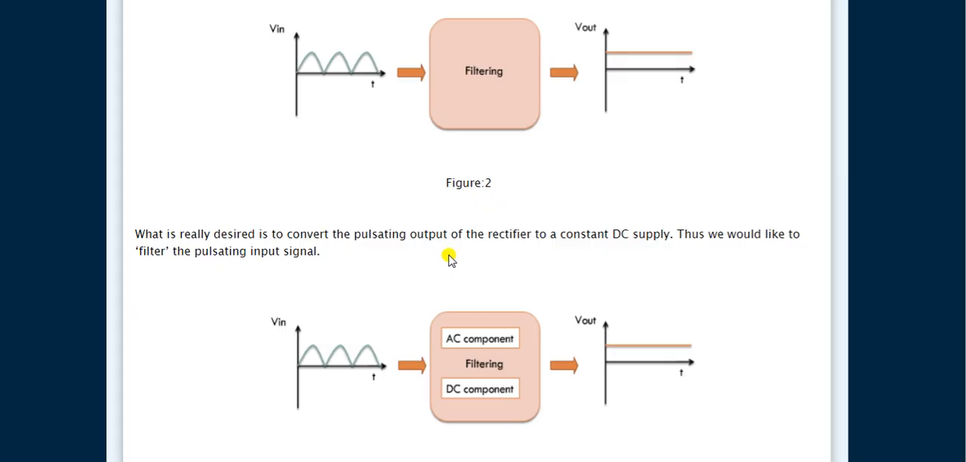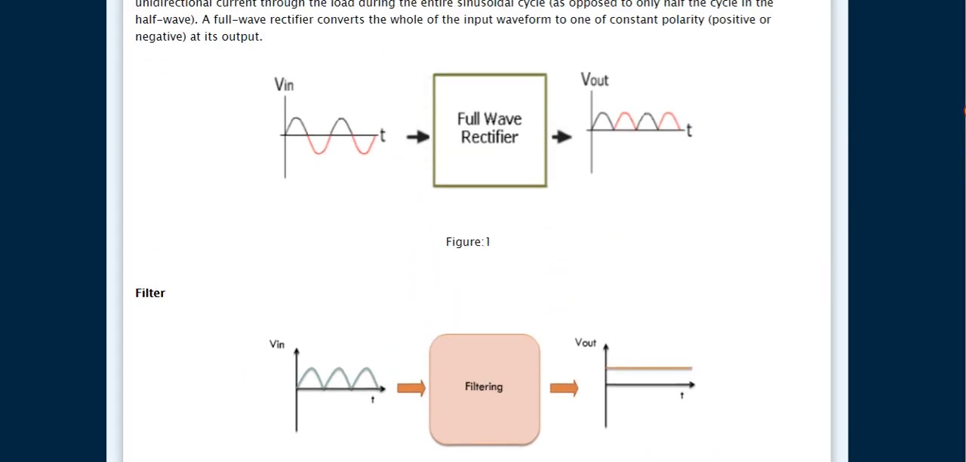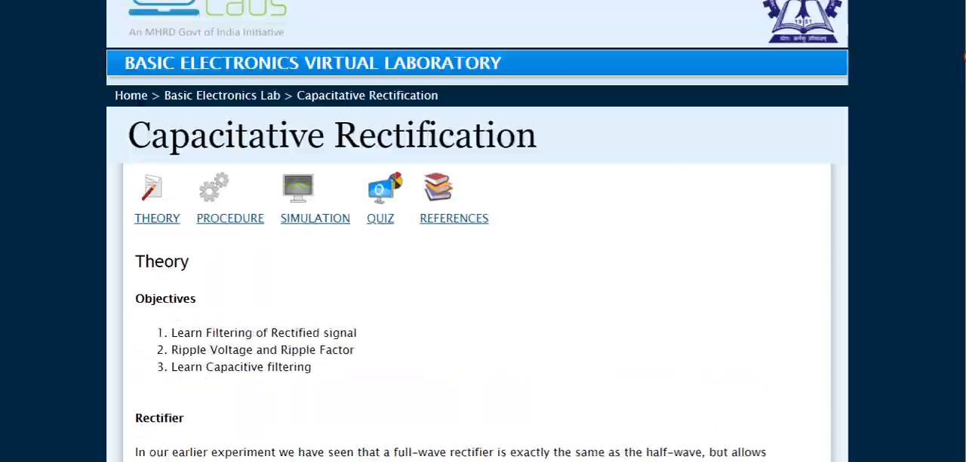As we all know, the output of half wave rectifier and full wave rectifier is a pulsating DC. So we need a constant DC output for our components. So we pass this output through a capacitor, or we can say we filter the pulsating DC and convert it into a constant DC supply. So for this we apply a capacitor at the output of the circuit.